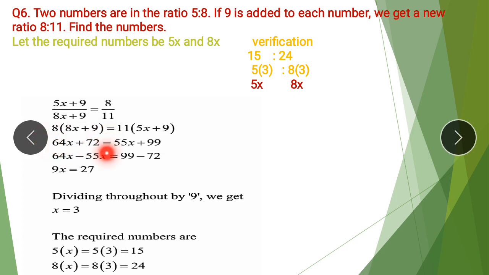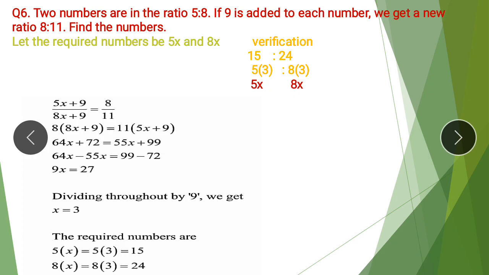8 8s are 64, 8 9s are 72, 11 5s are 55, 11 9s are 99, 64x minus 55x and 99 minus 72. So here we will have the value of x as 3, because when 9 is shifted to the other side of the equation, we get 9 3s are 27. Now the number by which we have to multiply the ratio is 3. Don't say that the number is 3. That number is 3 by which, if you multiply with the given ratio, we'll get the numbers back, because we don't know by what they had been divided.